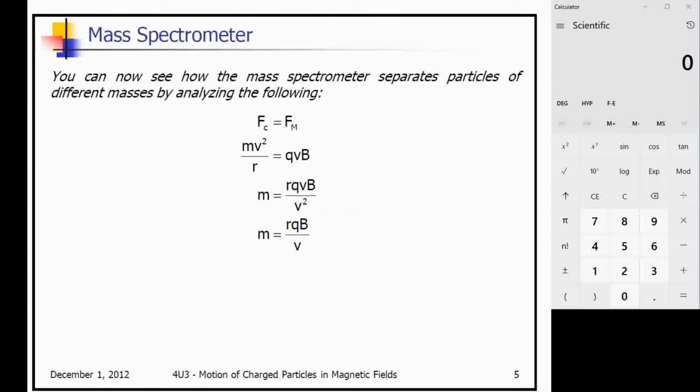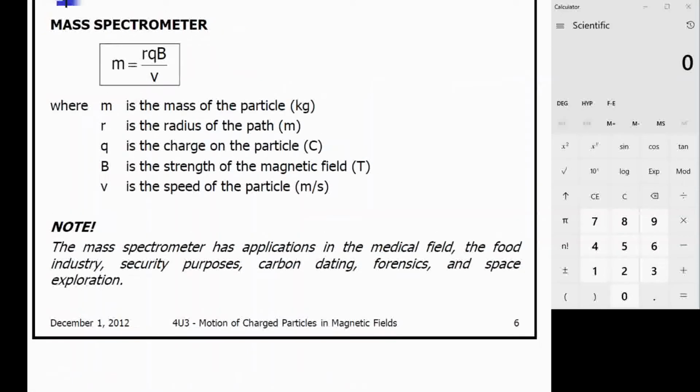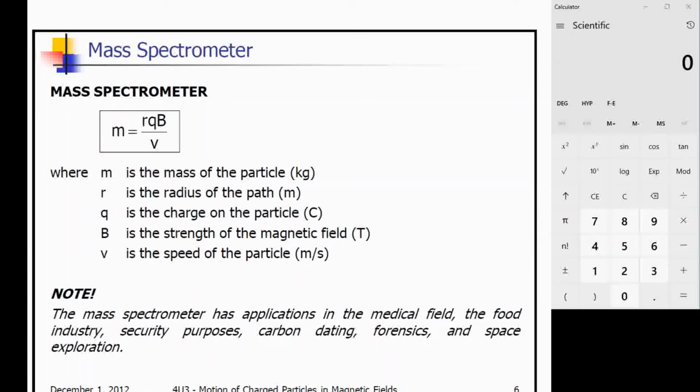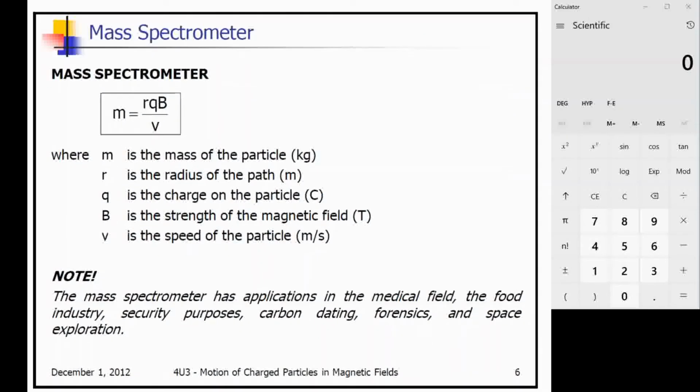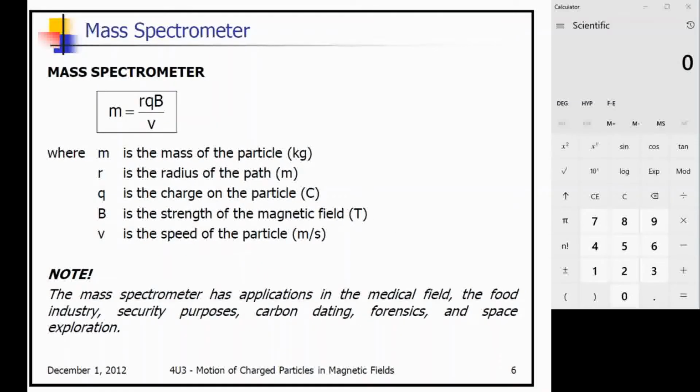Okay. So we can see that rearrangement here that I was mentioning. Fc equals Fm. Fc is mv squared over r. Fm is QvB. We could rearrange, and we get m equals rqB over v. And this is the slide I'd like you to copy down. This whole lecture is basically about this one application of magnetic fields. So we can use this to determine the mass of the particles that we're shooting into the field.